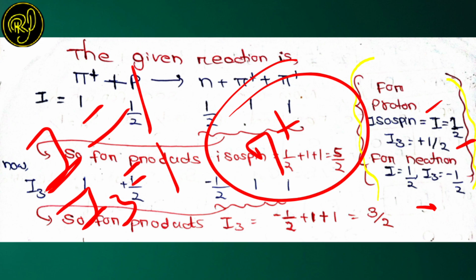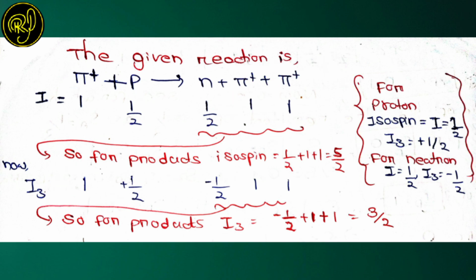If you refer to any standard book like Griffiths for nuclear physics, then you can find the chart where the isospin and third component of isospin are given for various particles. You can just remember it. Similarly, for pi plus we have isospin equal to 1 and I3, the third component of isospin, is also equal to 1. So now let us proceed further.